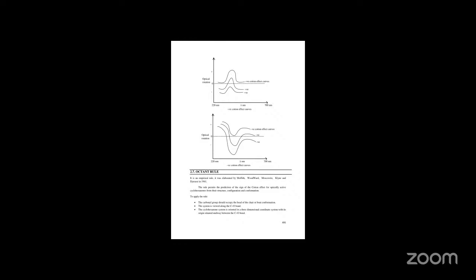To apply this rule, the cyclohexanone should occupy the chair conformation. The system is viewed along the CO axis. The cyclohexanone system is oriented in a three-dimensional coordinate system with its origin midway along the CO bond.